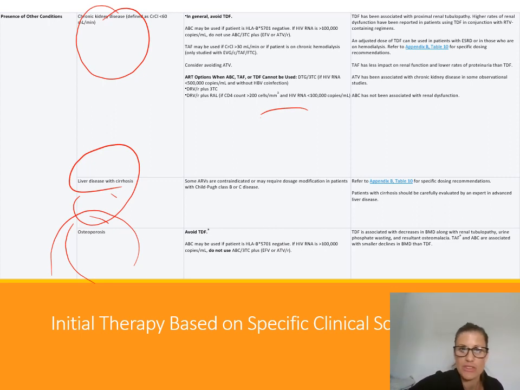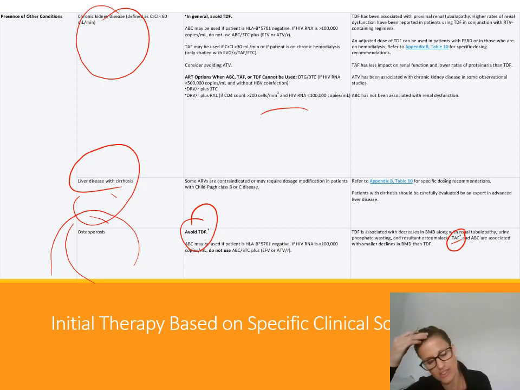So with osteoporosis, avoid TDF, right? Remember, tenofovir has TDF and it also has TAF. Remember, TAF is less osteoporosis. There's less loss in bone mineral density. TDF has a lot of loss in bone mineral density. So there are all different situations that can help guide you in therapy.